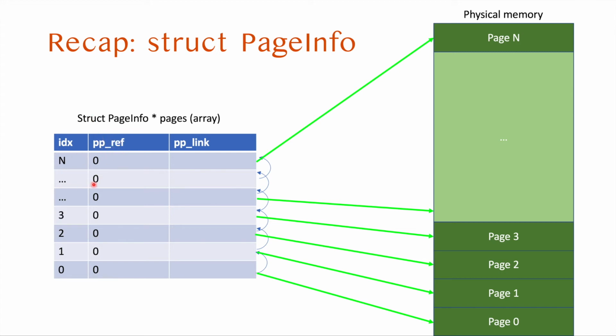See, we have pp_ref, which is a reference counter to keep track of how many usages there are for a corresponding physical page. For linking the free pages, we have pp_link. This is a pointer to another struct PageInfo, and we use it for linking the free pages like this blue arrow. So we link among these, but we do not have a field to link one of these to the physical page.